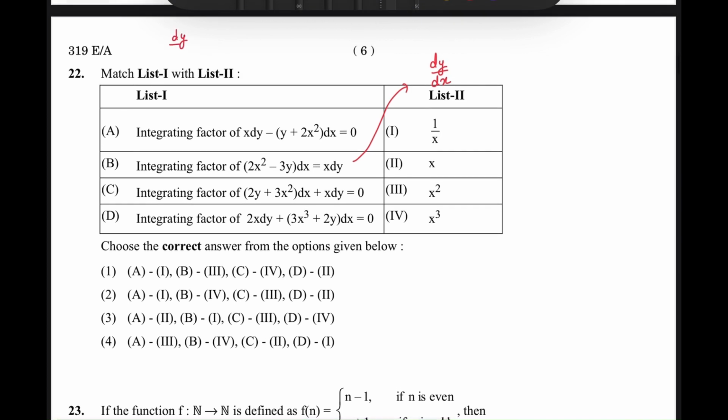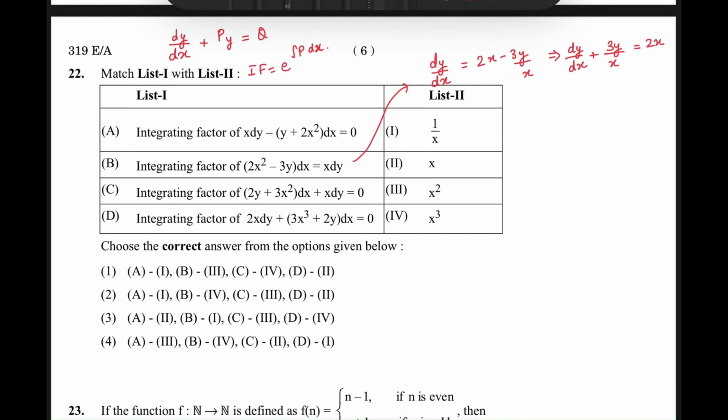First we convert it into a linear equation, dy by dx plus py equals to q, and then the integrating factor is e to the power integration of p, right? So this is the integrating factor. So first convert it into dy by dx form. So what is dy by dx form? So it will be 2x minus 3y upon x. Okay, so dy by dx plus 3y over x equals to 2x, right?